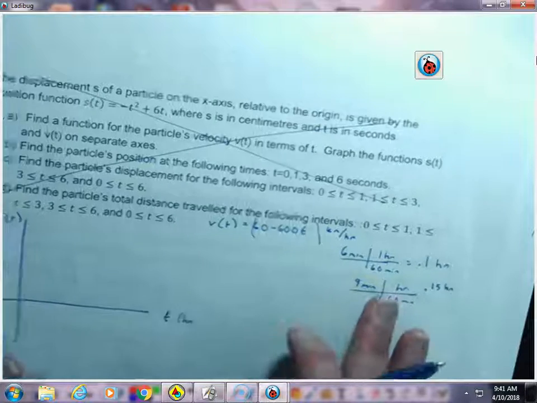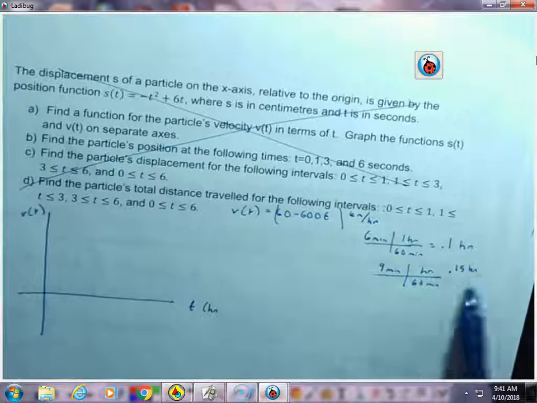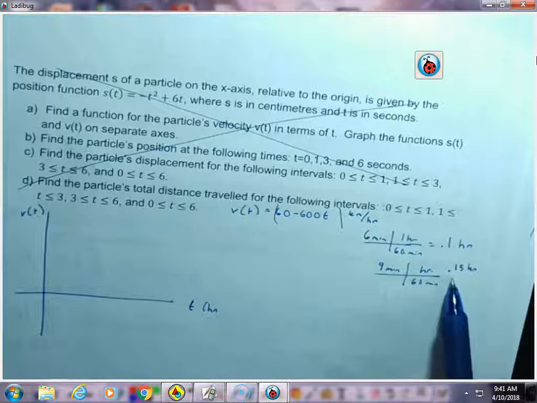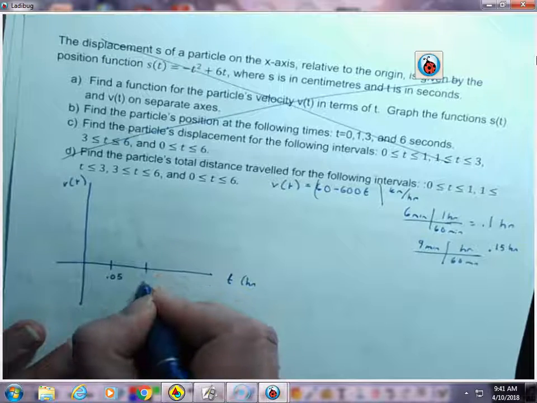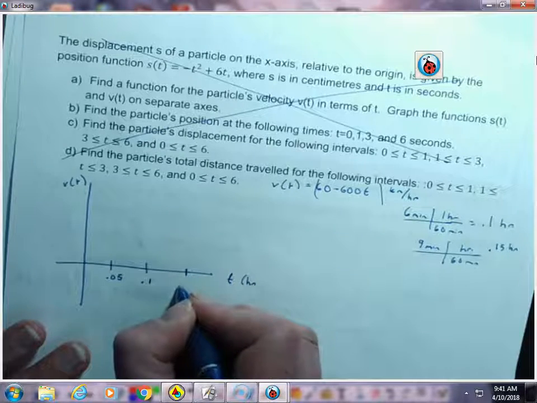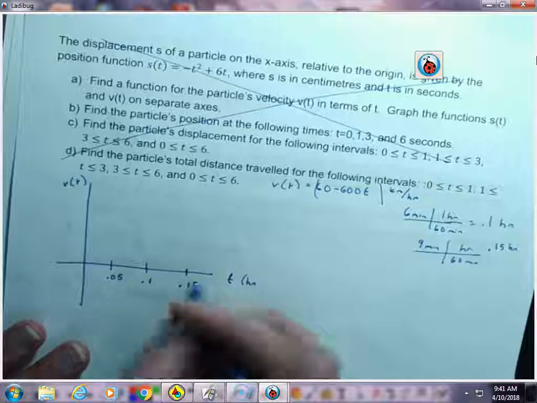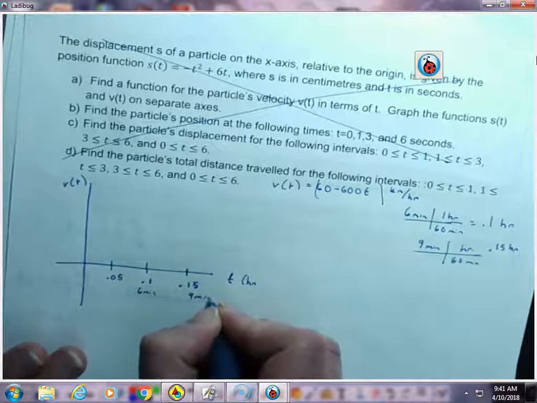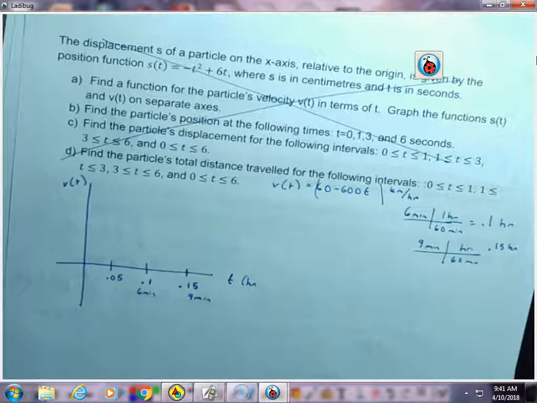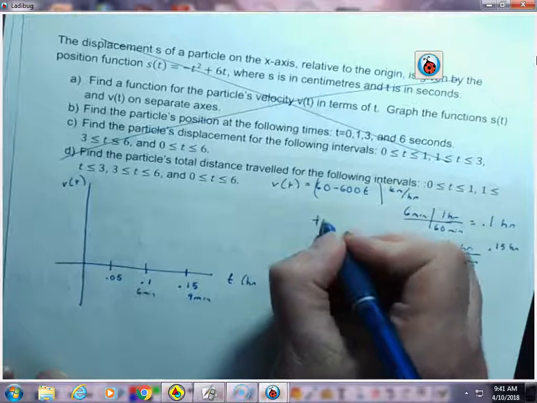Okay, so it sounds to me like you guys, should we go by 0.05 then? Yeah. Okay. So 0.05, 0.1, and 0.15. And we'll just make a note to ourselves. This is also our 6 minutes and our 9 minutes. Okay. So I think I'm going to make a little chart.